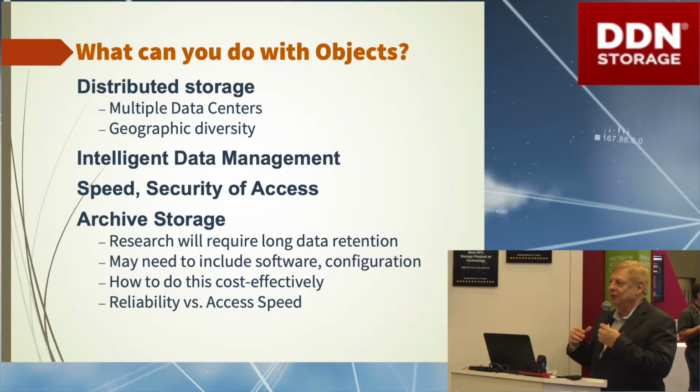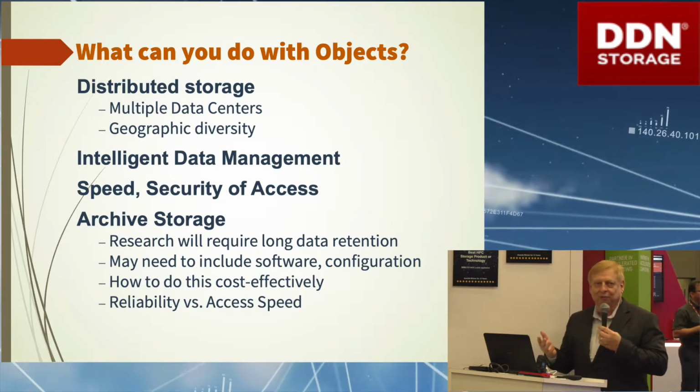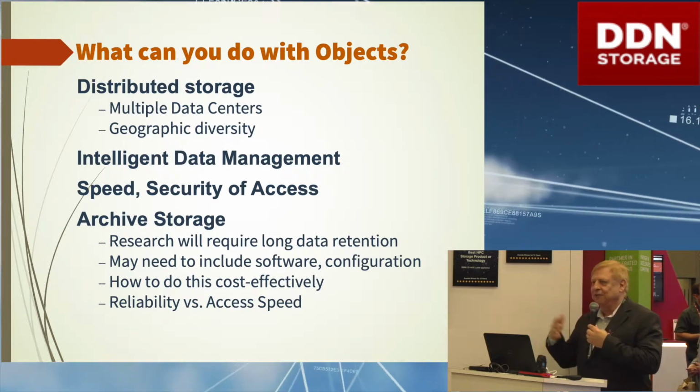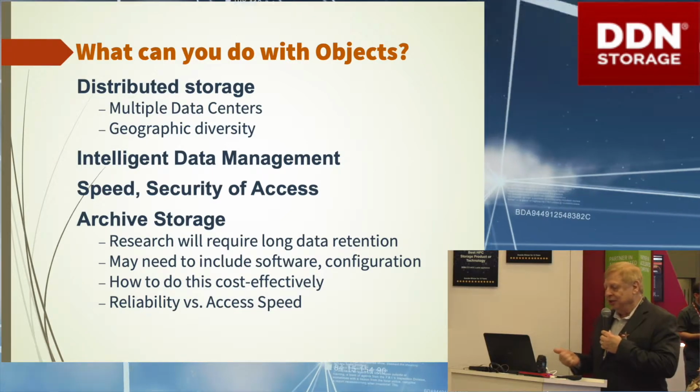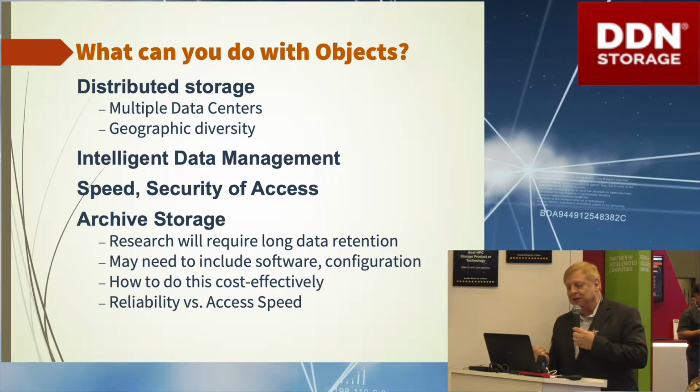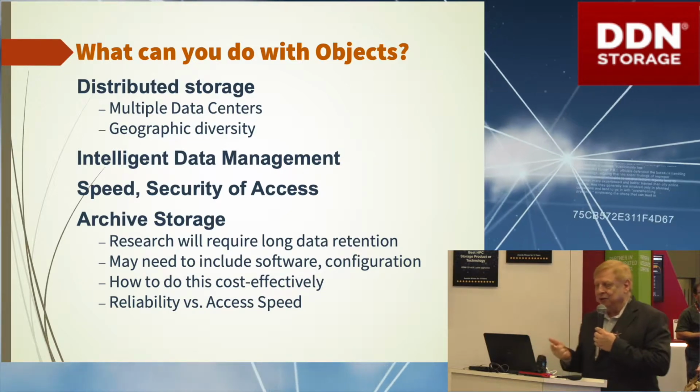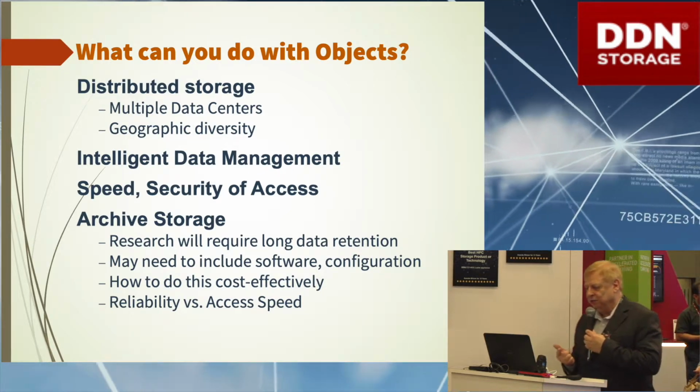So the other thing is geographic diversity. That is when you have a storm that hits a particular part of the world and you need those files somewhere else. Objects can do that for you. Intelligent data management, it gives you the speed and security of access, and you can use it for archive storage.